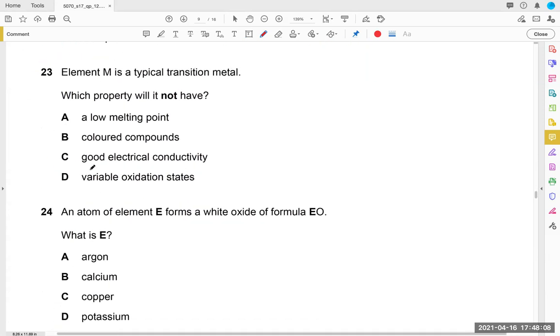Element M is a typical transition metal. What does typical transition metal mean? High melting point, colored compounds, good electrical conductivity, variable oxidation states. These are all about transition metals. So this statement is wrong, the rest are all true.